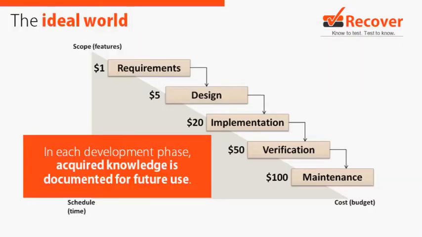And it can be explained as follows. In the ideal world, we suppose that in each development phase of a project, we will use again what we learn in our phase. We are working on the system, and we acquire some knowledge and document this knowledge because, for example, in verification, in testing, or in maintenance, we will need to relearn this knowledge.